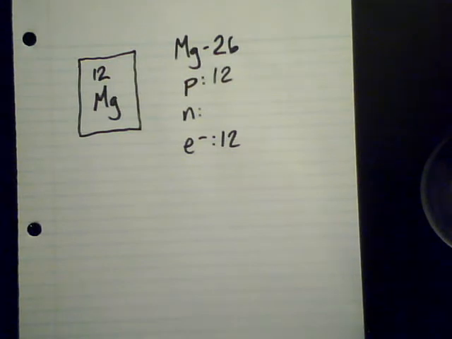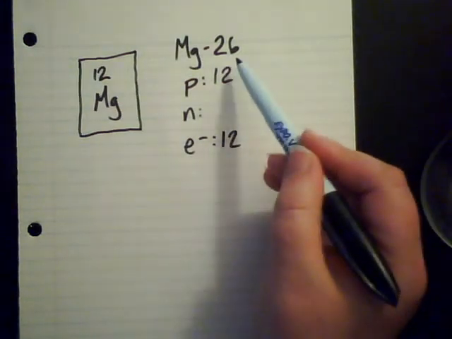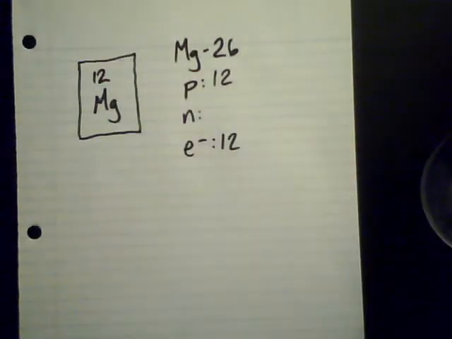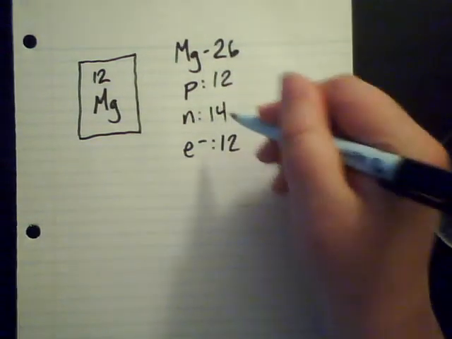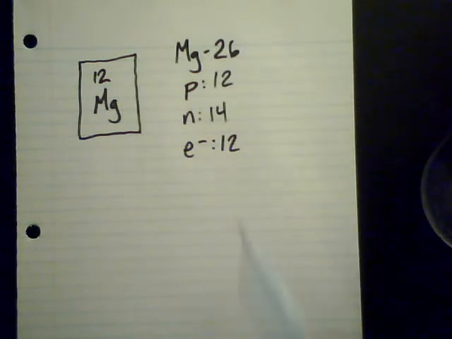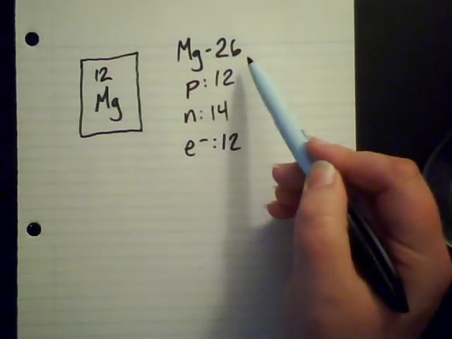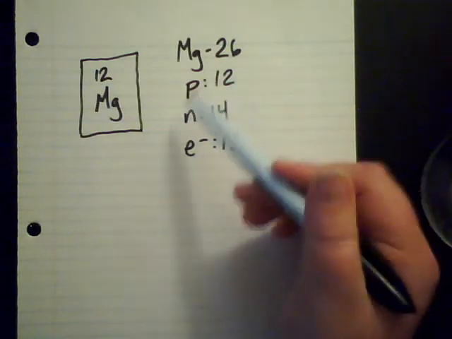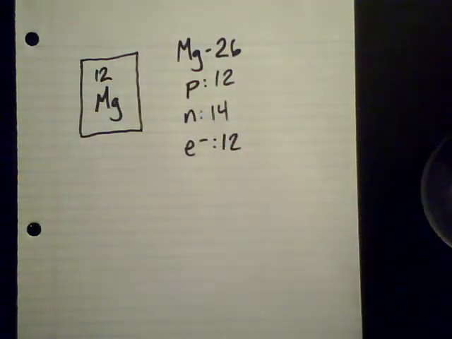And now, how do I figure out my neutrons? Okay, I'm given this symbol, magnesium 26, so 26 is my mass number. So I must take the mass number and subtract from it my number of protons, and that will give me my number of neutrons. So 26 minus 12 gives me 14. Okay, so given an isotope symbol or a nuclide symbol, you will always be able to determine all 3 of the subatomic particles, how many are in that particular atom. And that can be really important information.